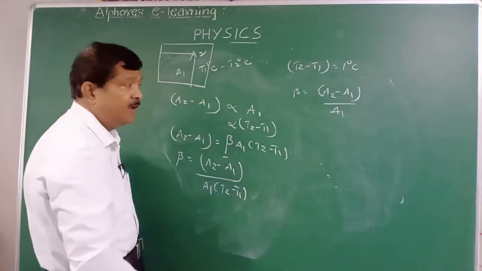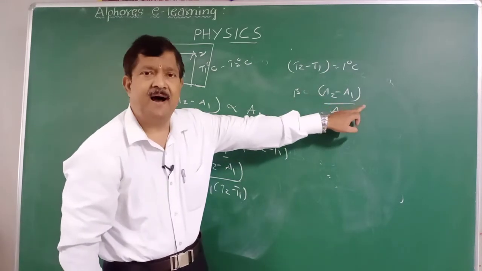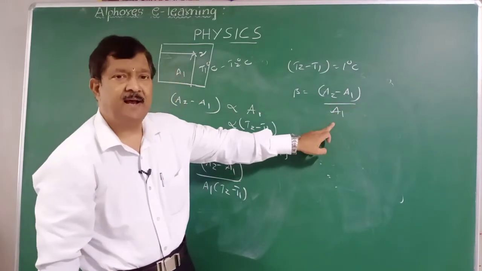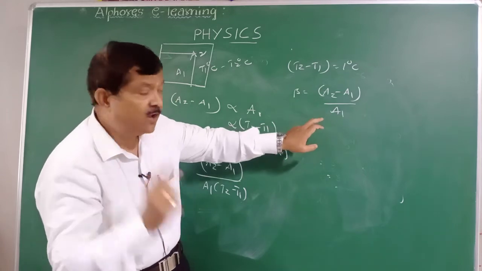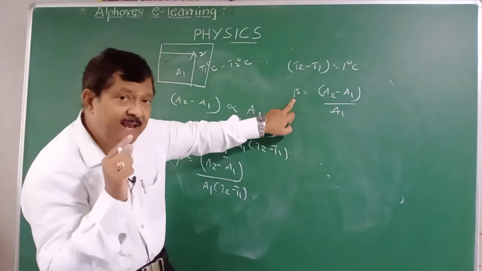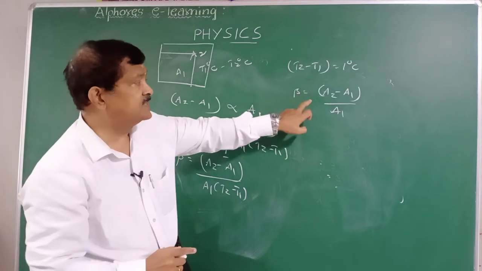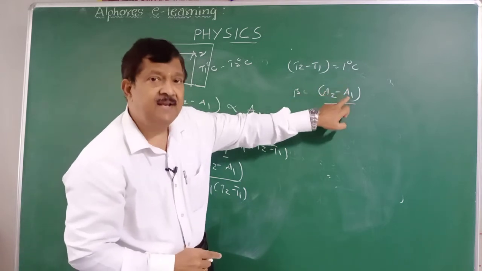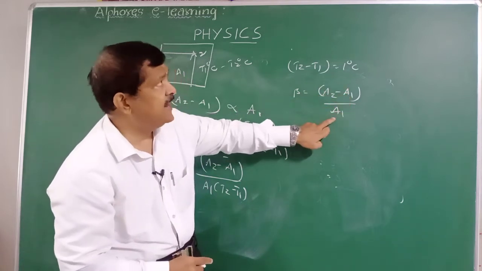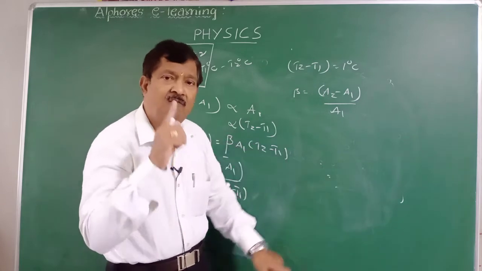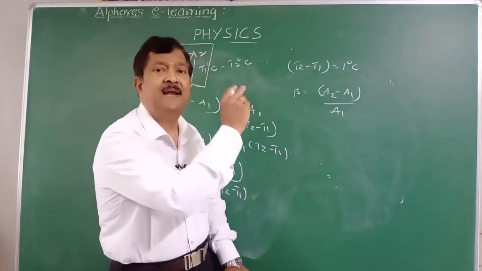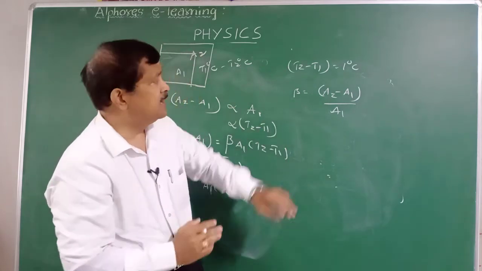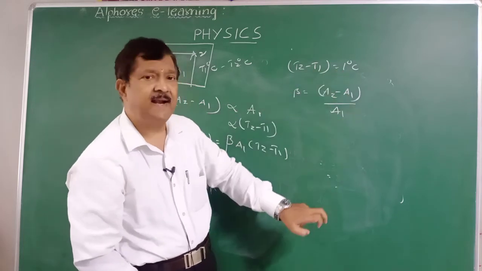What is that? A2 minus A1 is the change in area and A1 is the initial area. Therefore, we can define the coefficient of areal expansion as the ratio of the change in area to the initial area corresponding to 1 degree centigrade increase in the temperature, because we have changed the temperature by 1 degree centigrade.